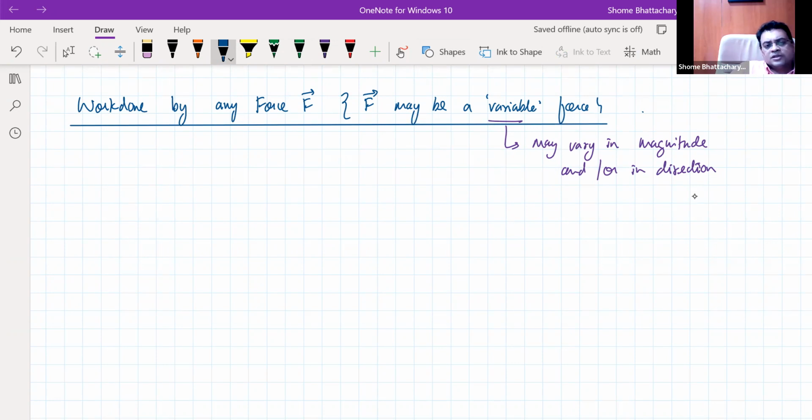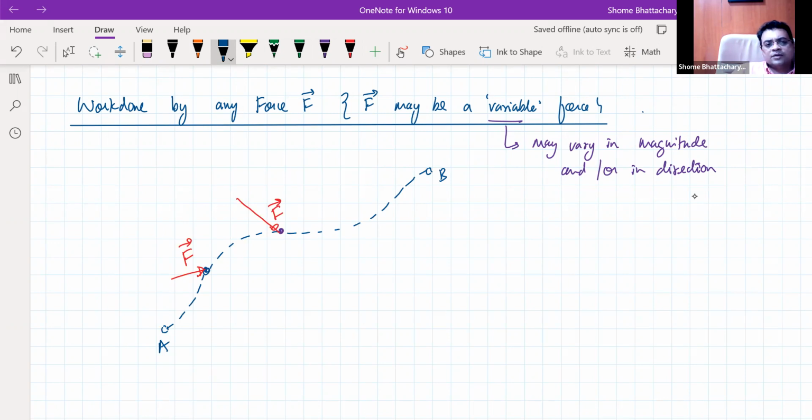Okay, so what happens here is that if a body is moving along a general path like this, and as it is moving, there is some force acting on it. So by the time the body is here, or the particle is here, the force has maybe changed, both in terms of magnitude and direction, like this. So how do we calculate the total work done as the body is moving from some initial position A, let's say, to some final position B?